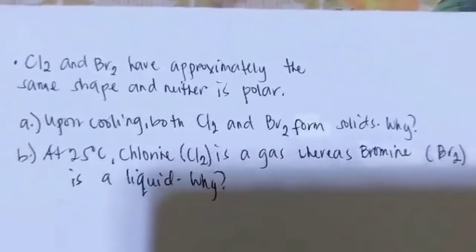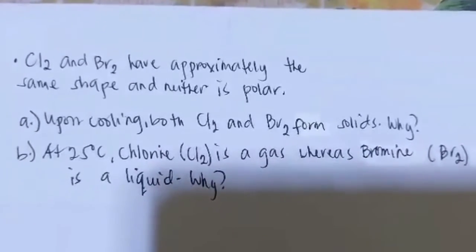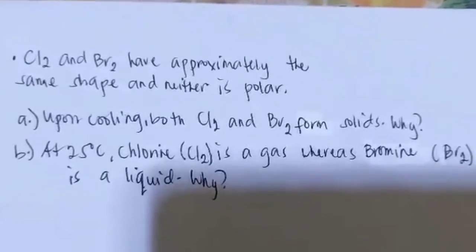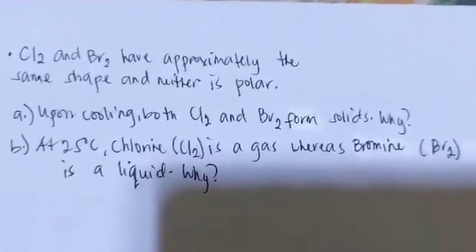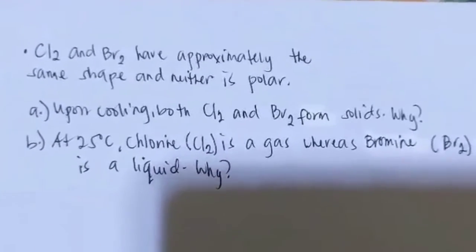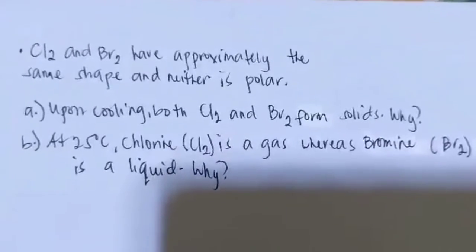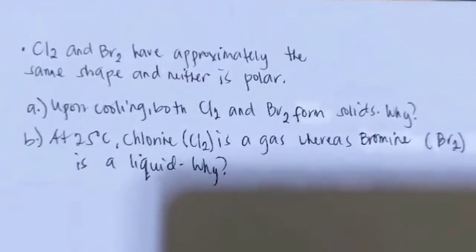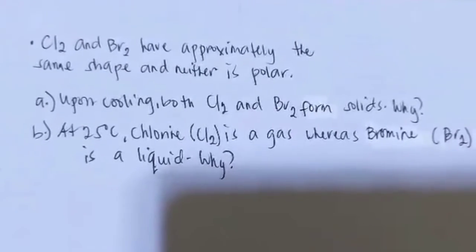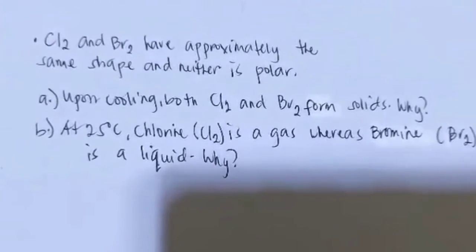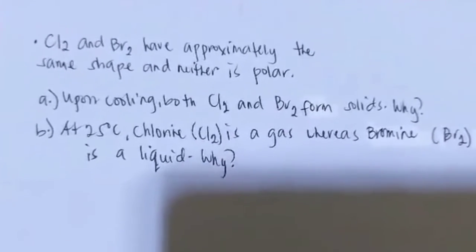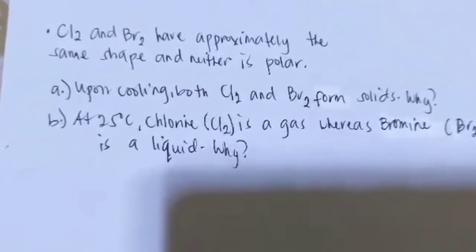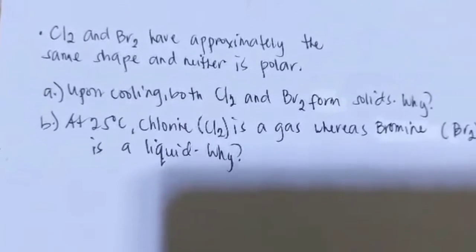Given that chlorine and bromine have approximately the same shape and neither is polar, upon cooling, both chlorine and bromine form solids. Why? Because London dispersion forces are responsible for the formation of solids. As the elements are cooled, the kinetic energy of the chlorine and bromine molecules decreases, and the London forces are strong enough to overcome the kinetic energy and hold the molecules in a solid.